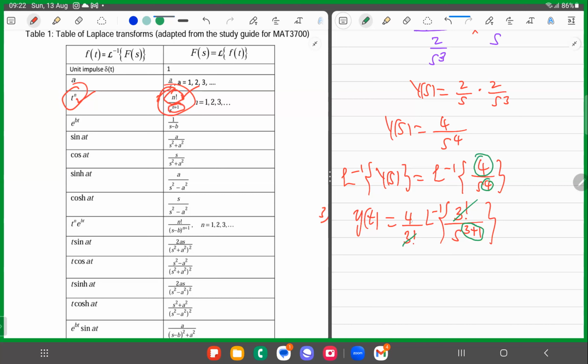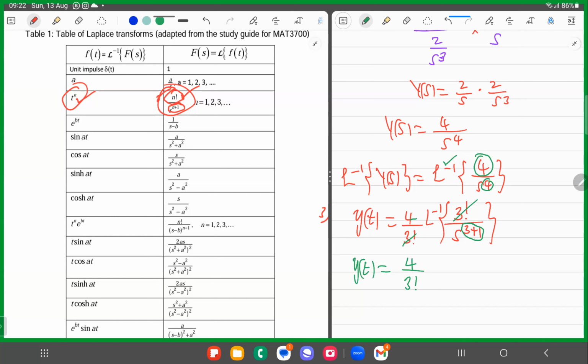So a number can be put out of the inverse Laplace transform operator. So I put out the 4, and then now I've divided by 3 factorial, and then I've put a 3 factorial at the top, because then the 3 factorial cancels the 3 factorial. And then this means you have y of t equals 4 over 3 factorial. What is the inverse Laplace transform of 3 factorial over that?